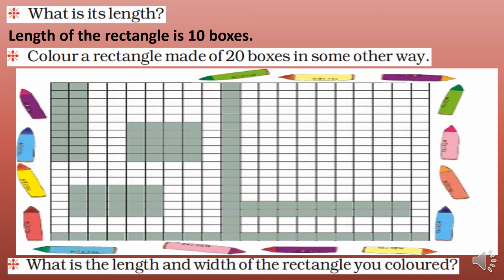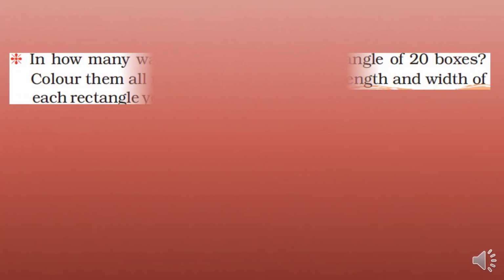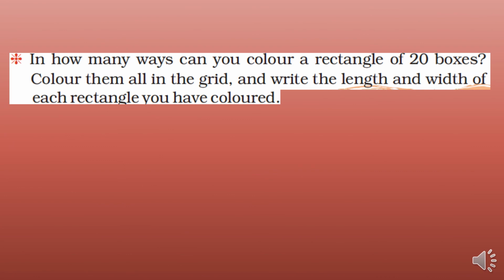So what is the length and width of the rectangle you colored? Whatever you have drawn, your answer will be different. It can be 4 or 5, whatever you have drawn. So in how many ways can you color a rectangle of 20 boxes? Color them all in the grid and write the length and width of each rectangle you have colored.